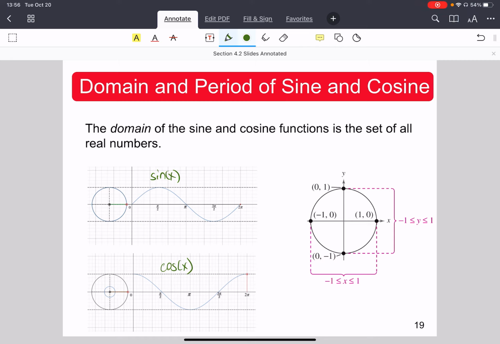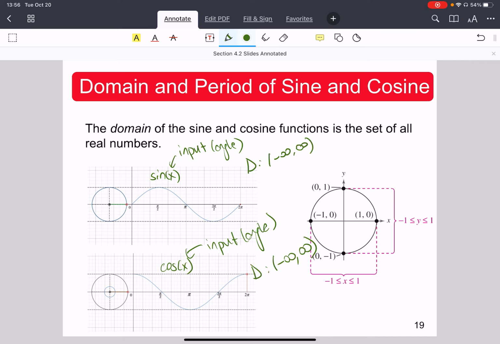Okay, and then we know that the domain of these functions is the set of all real numbers. What that means is for the input x, or the input is the angle in this case, could be any real number. Same thing for cosine. You can input any type of angle and get a response. So the domain of these functions is always going to be from negative infinity to positive infinity. Same thing for cosine. Domain is any real number, from negative infinity to positive infinity.